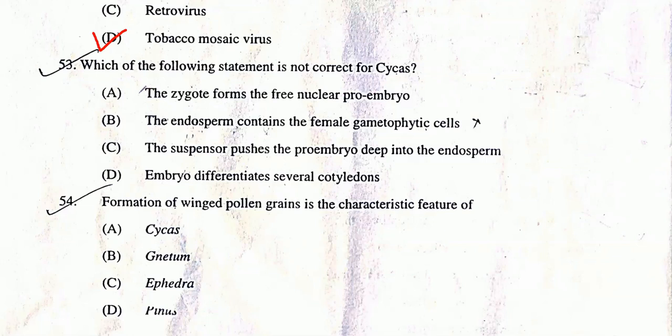So for Cycas, the zygote forms the free nuclear proembryo. Correct one. The endosperm contains the female gametophytic cells. So this is the correct one. The suspensor pushes the embryo deep into the endosperm. So it's the correct one. The embryo differentiates several cotyledons. So this is not correct. But the correct answer is option D.